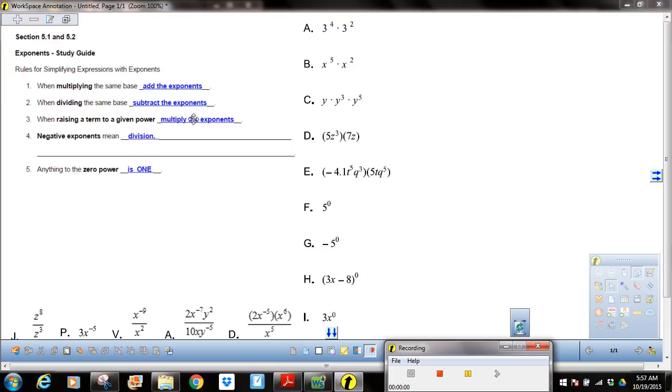If you haven't written down the rules for exponents in your notes, you need to go ahead and do that. For multiplying, you add the exponents. When dividing the same base, you subtract the exponents. When raising a power to a power, multiply the exponents. And with a negative exponent, it means division, and a zero exponent is 1. So write those down. We're going to use those while we're doing the problems.